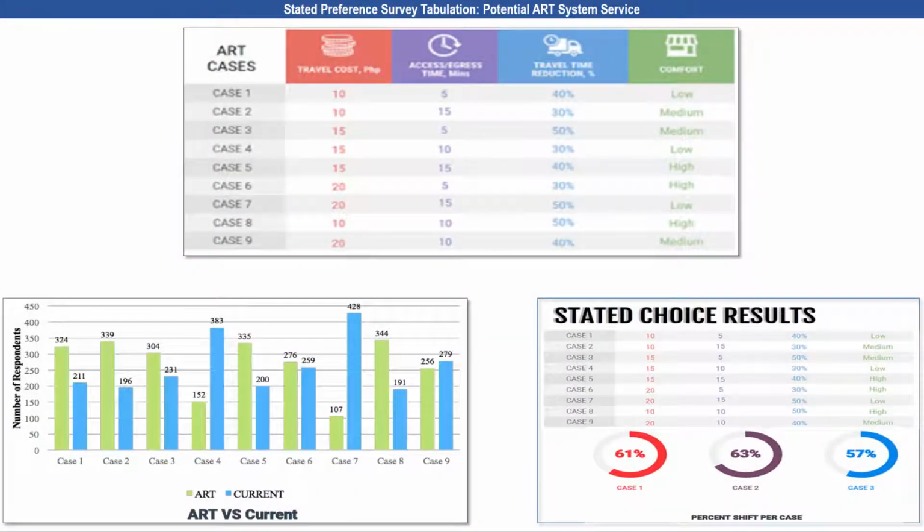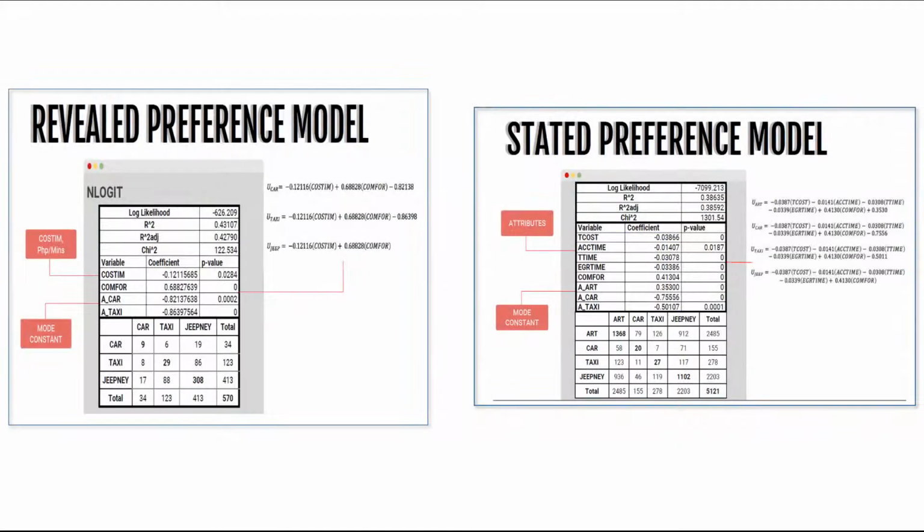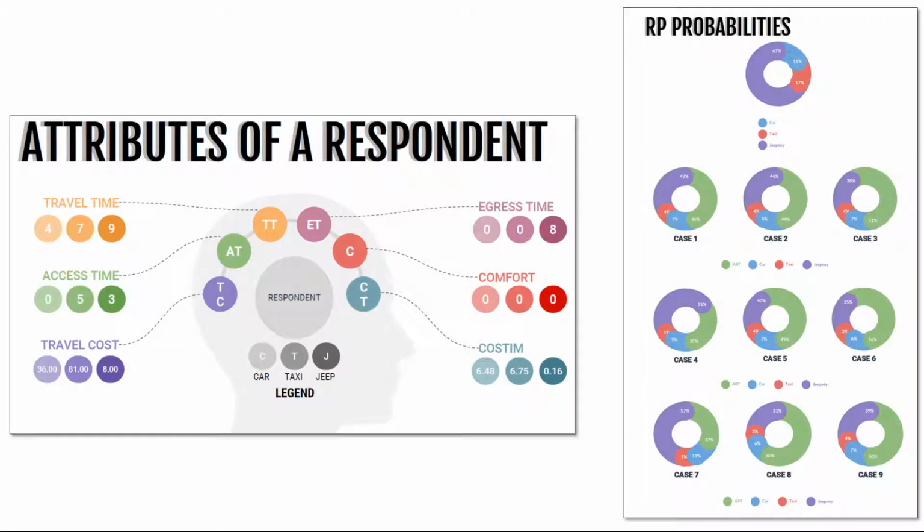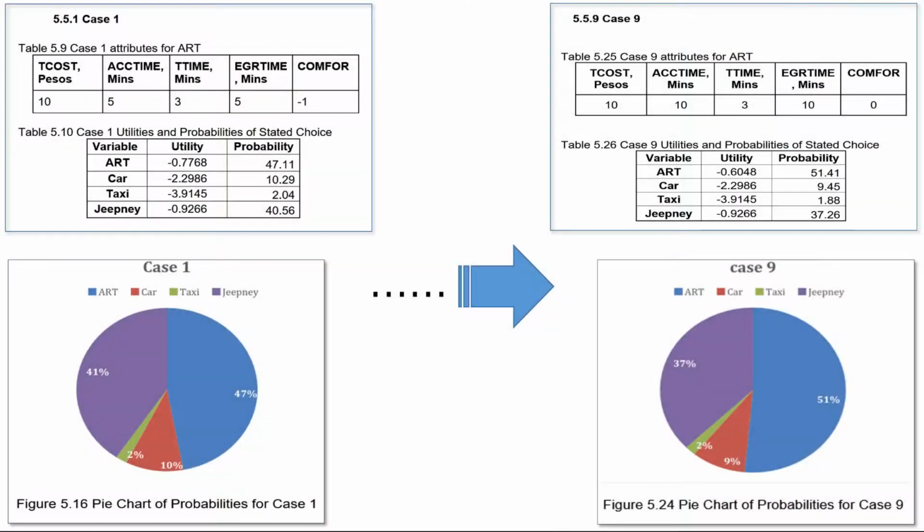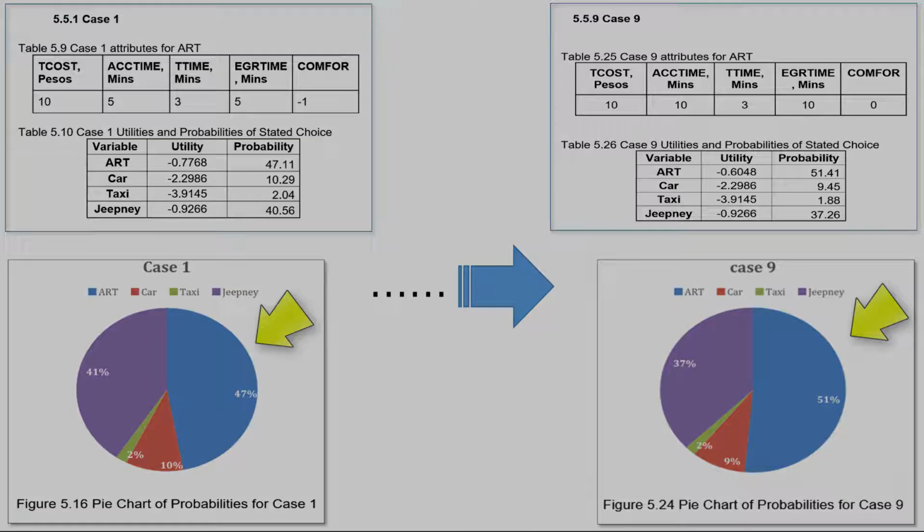These are results of the preference surveys. These are the computer outputs of the revealed preference and stated preference models. These are the graphical presentations of the attributes of a respondent and the probabilities of the revealed preferences. These are the results of the stated preference surveys based on different case scenarios. Take note of the predominantly blue segment indicating that the respondents prefer ART as a viable mode of transportation over their current main mode of transportation.